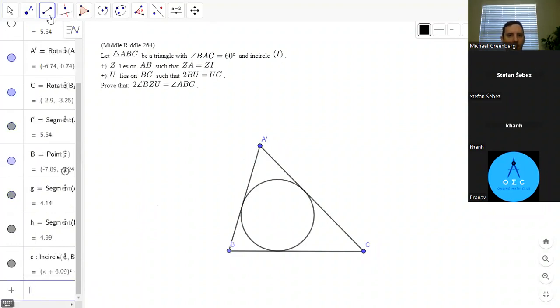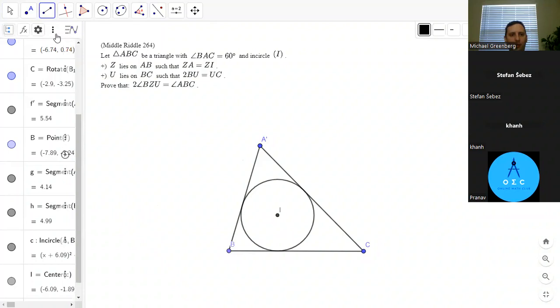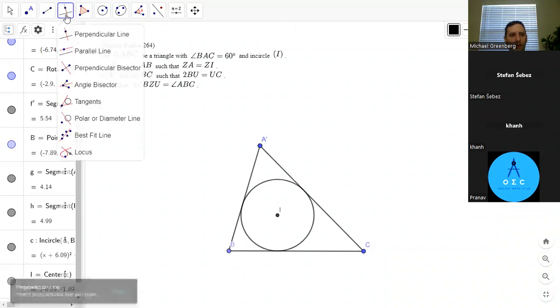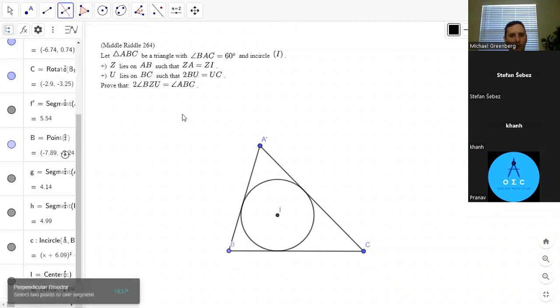And Z, okay. I think they mean that I is the incenter, probably. I is the incenter, yeah. I'll just draw the incircle. So Z lies on AB, so that ZA equals ZI. So we draw the perpendicular bisector.